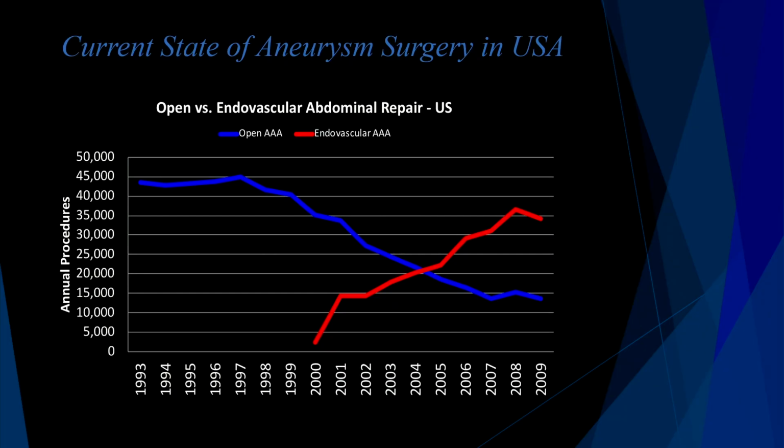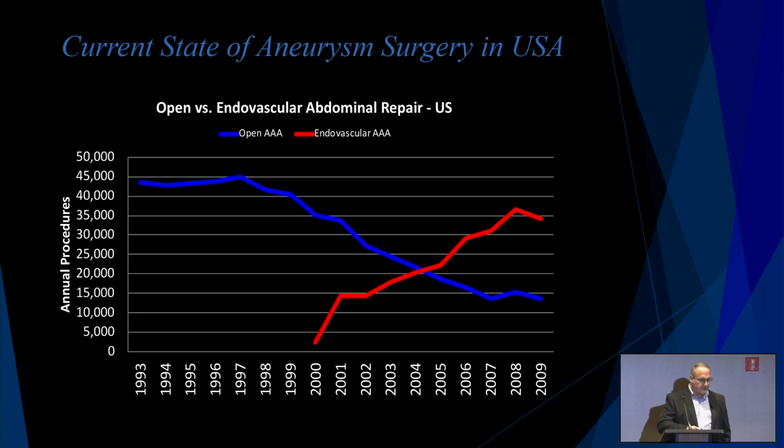Since the 2000s, the current state of aneurysm surgery in the United States has essentially shown an increase in the number of endovascular cases done for aortic repair and a decrease in open repair. As this extends out 10 years past this, the same trend has continued, so much so that now we're a little bit concerned about whether our trainees are getting enough training in open abdominal aortic repair.